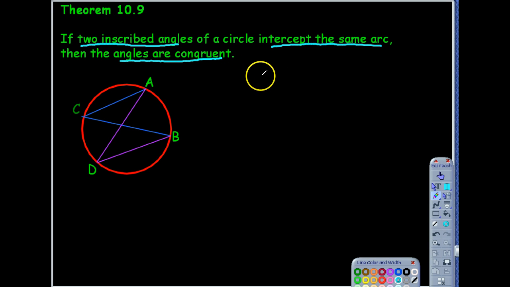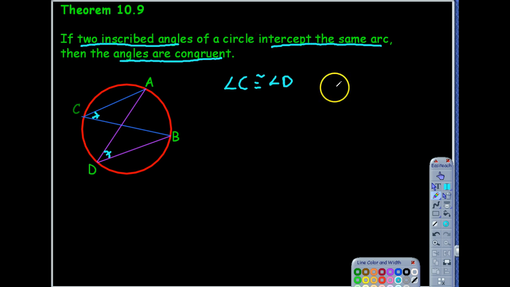So angle ACB. And I'm just going to call it angle C. Okay. And angle D, because they're both inscribed within that circle, and the arc that they're intercepting is arc AB. And they're both half of that arc AB measure. I love that, because notice there's no theorem name for this.